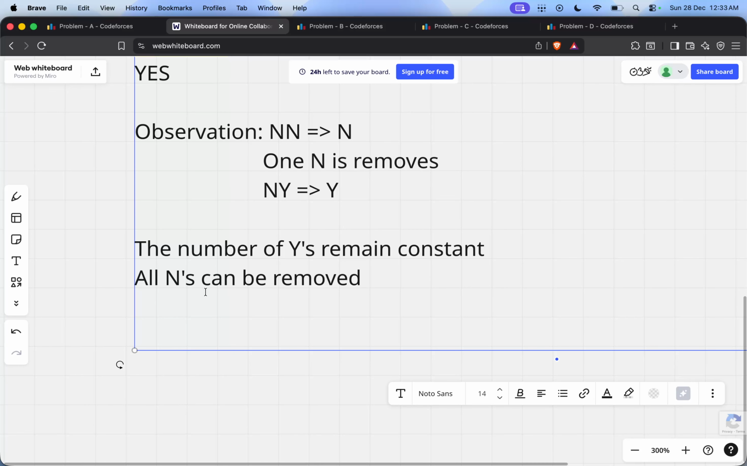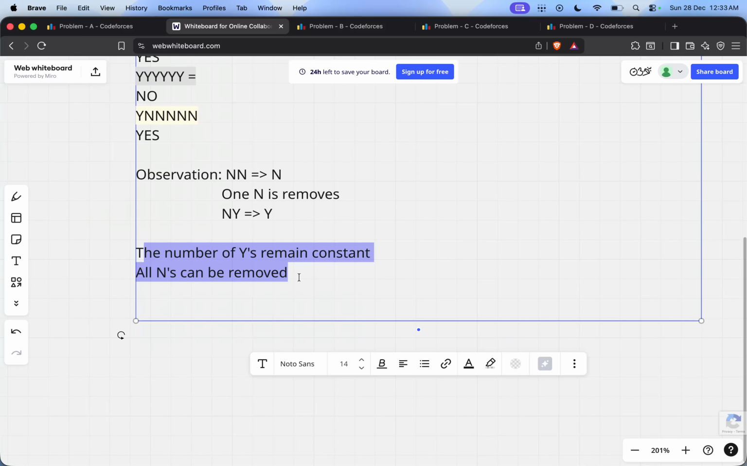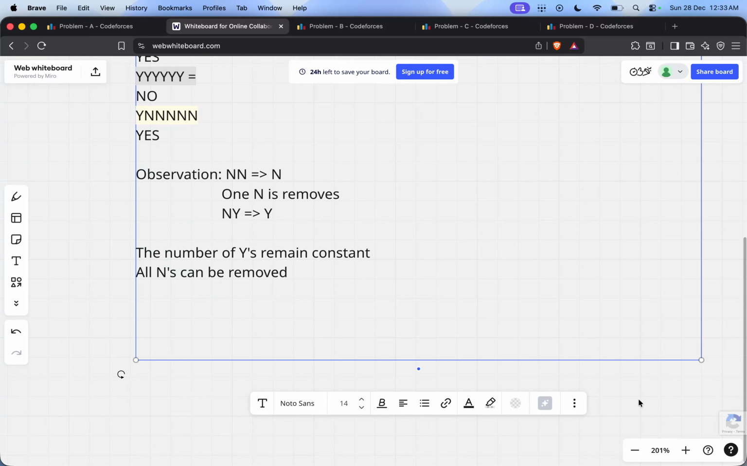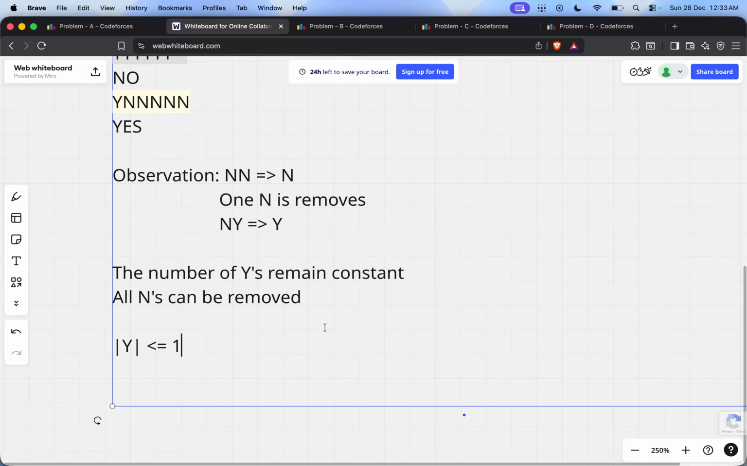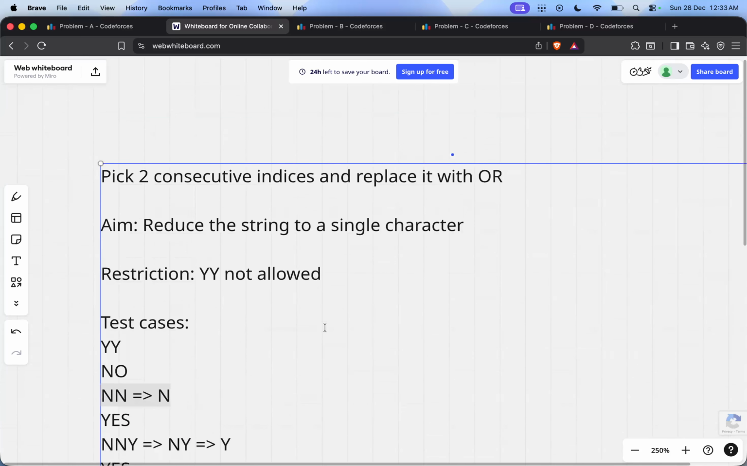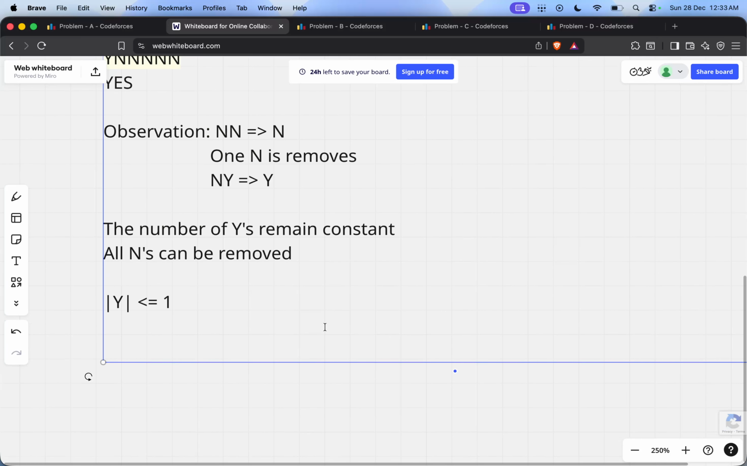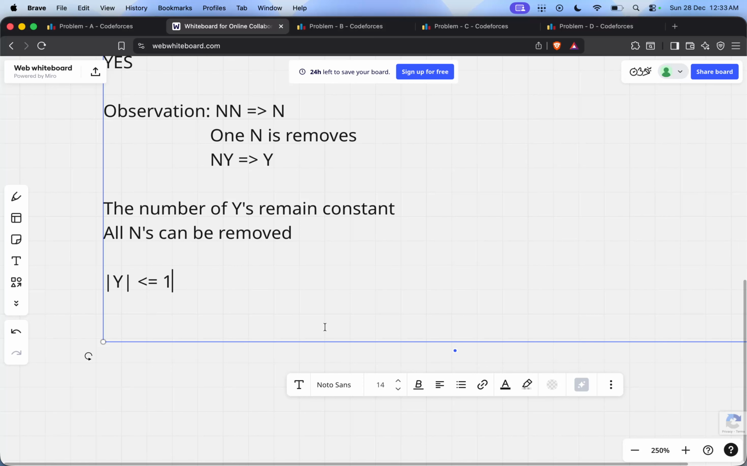So what does this observation lead us to? What conclusion? Can we conclude that since all n's can be removed, n should not be a part of our consideration to reduce the number of characters. And since no y can be removed, the count of y should be less than or equal to 1. Why? Because we want at the last that only one character remains in our string. And if the count of y is greater than 1, the number of y's cannot be reduced. So at the end, the number of y's will always be greater than 1.